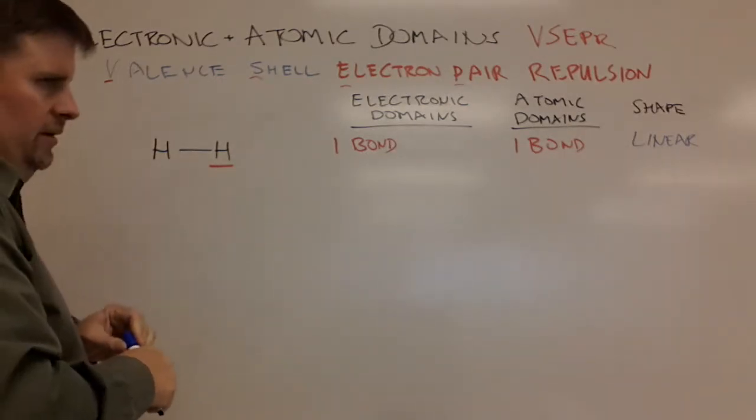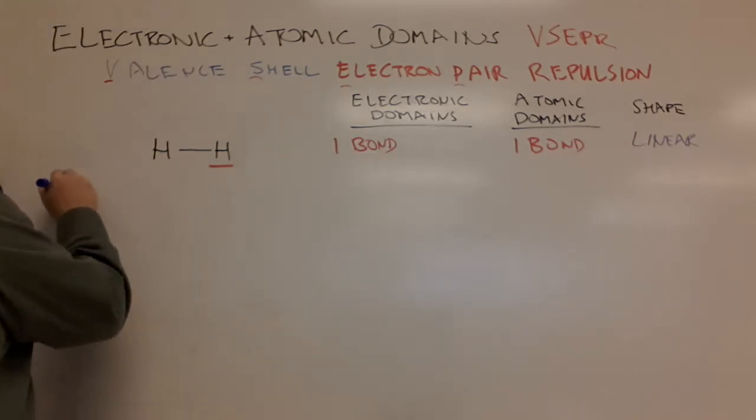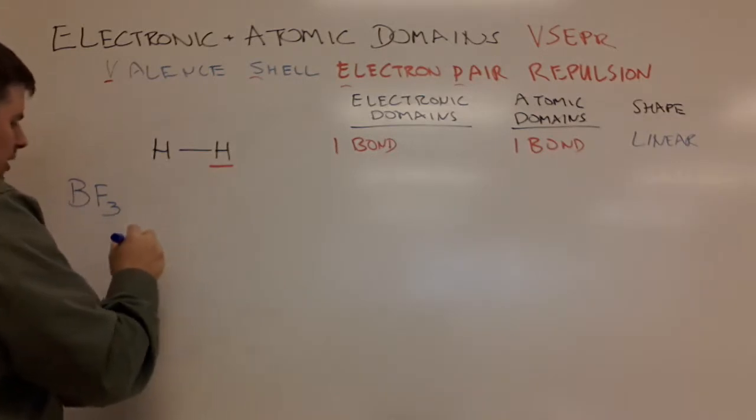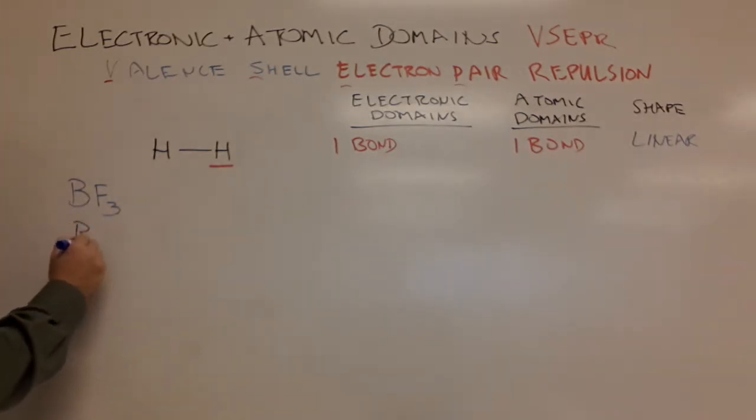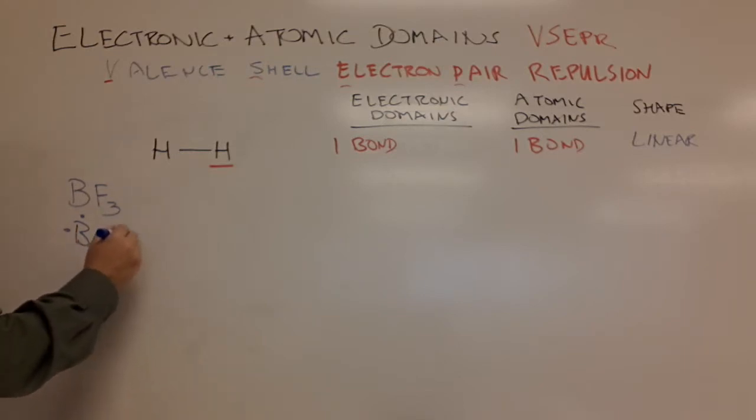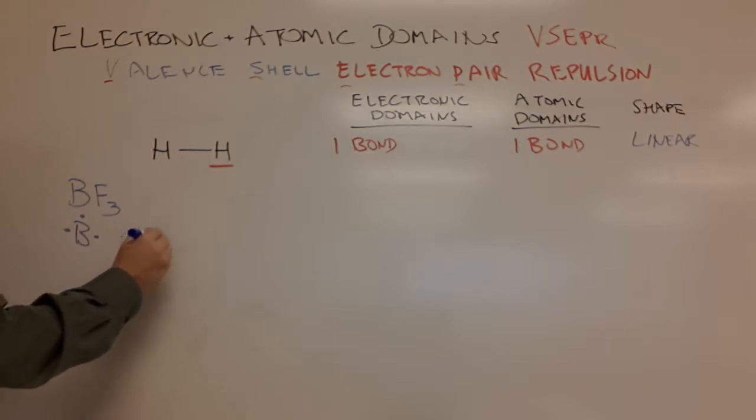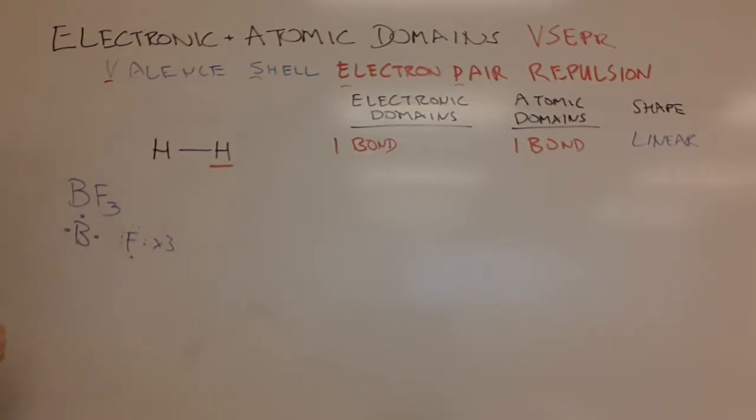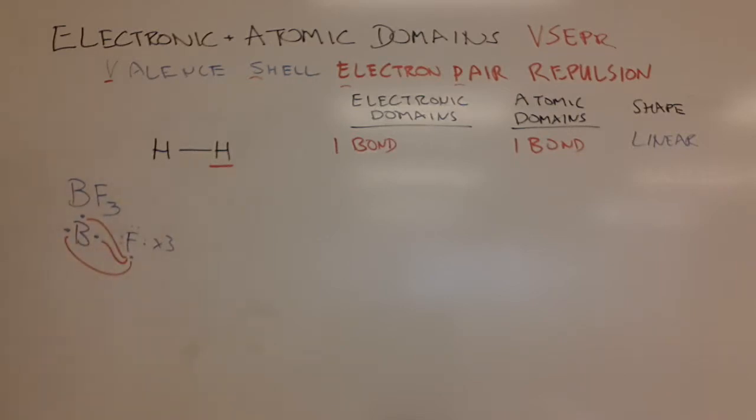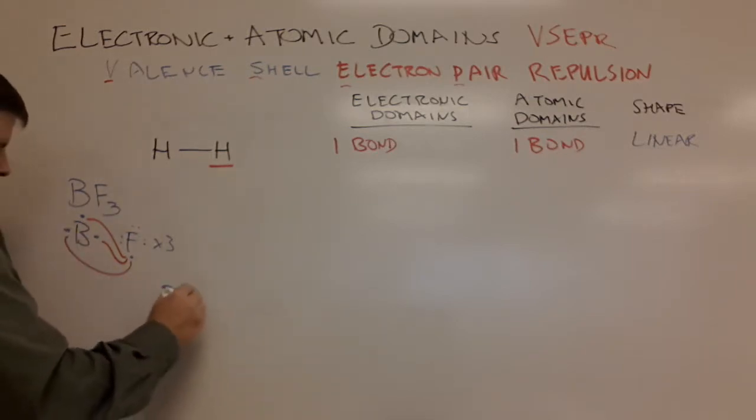Good. Let's go to something a little bit more complex, and I'm going to move to BF3. Boron trifluoride. And I'm only looking at the central atom here, boron. If I construct this using Lewis dots, the boron has 3 dots, and I'm going to get fluorine times 3. So the fluorine bond is going to stick to all the single electrons. So the shape that I get out of this by Lewis dot structures looks something like this.